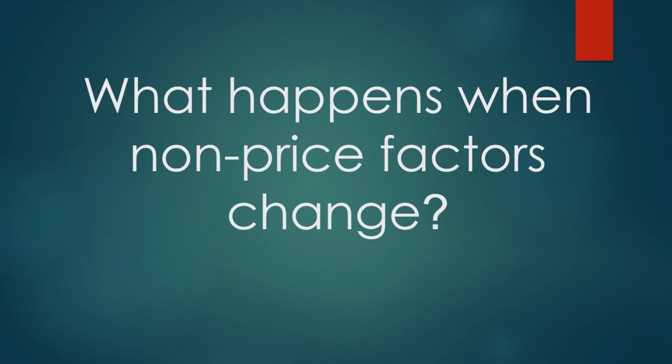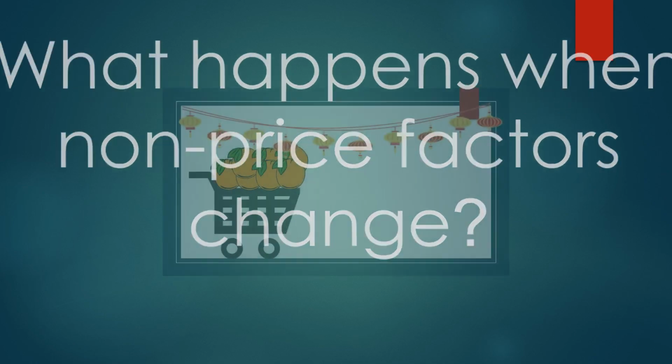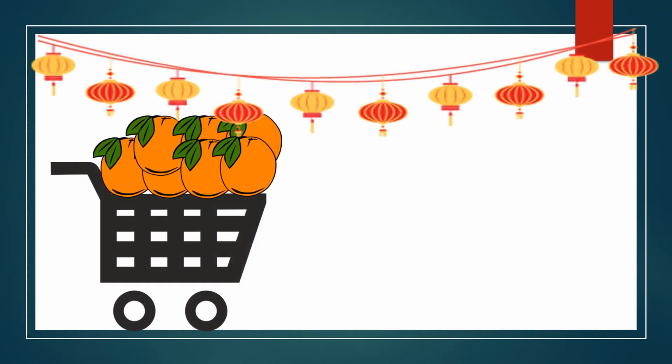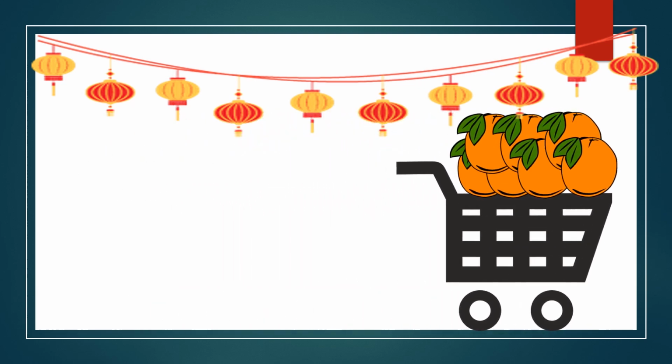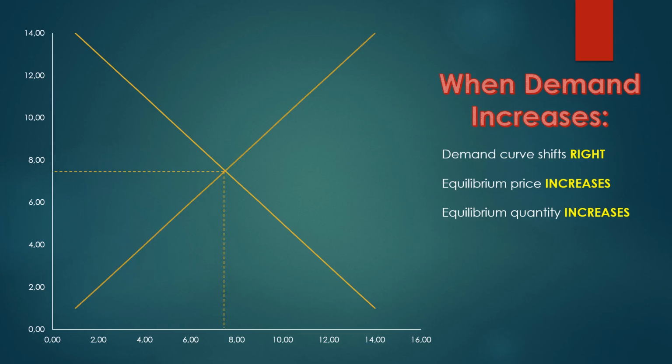So what happens when non-price factors change? Now giving you an example, let's assume it's Chinese New Year, alright? So during Chinese New Year, you can see that there will be many people buying Mandarin oranges because due to festive season, they need it, to go and buy nian, right? Therefore, this is a non-price factor.